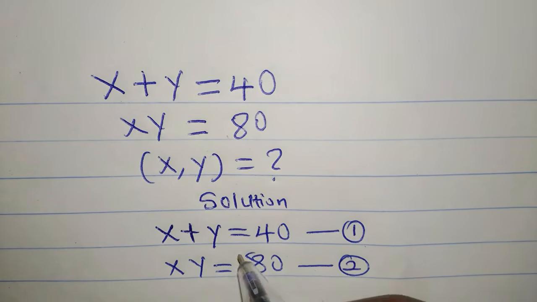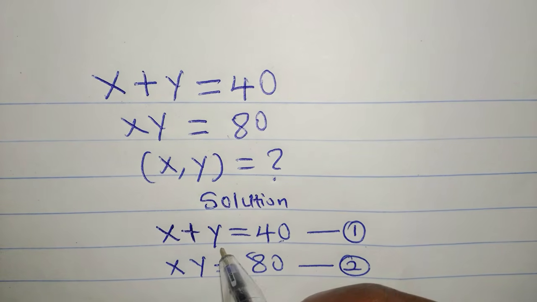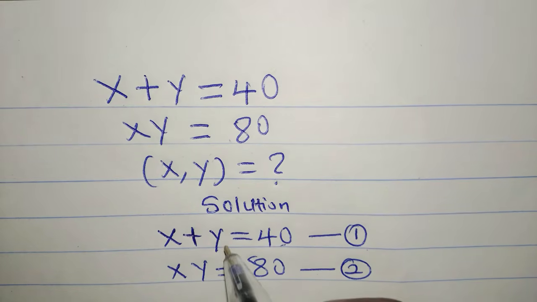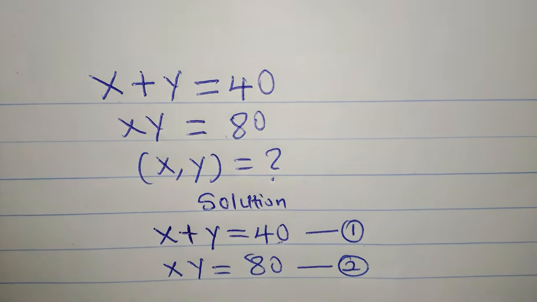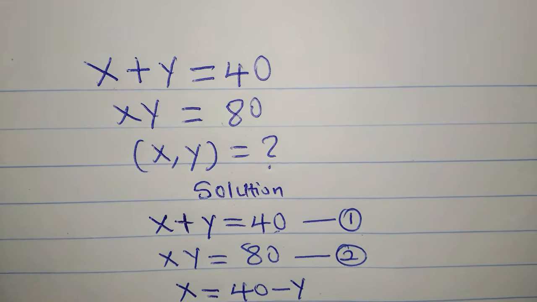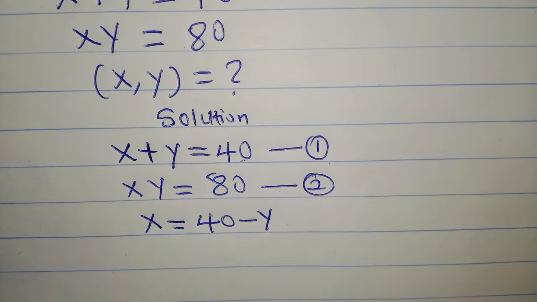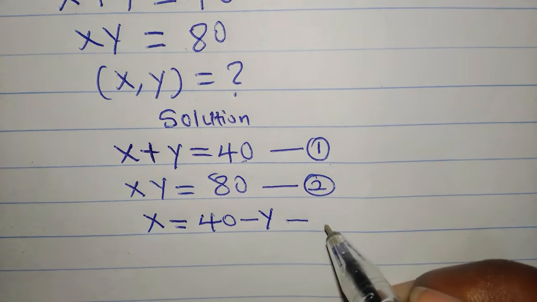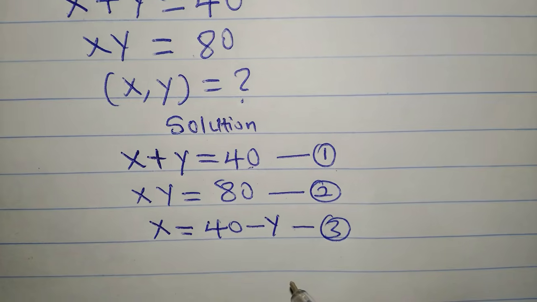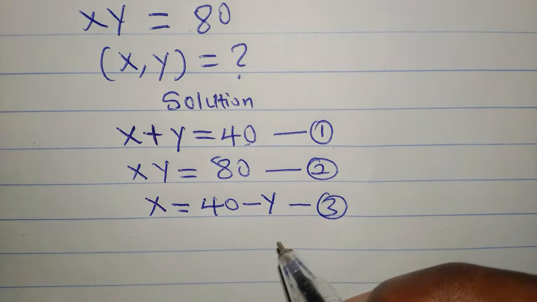Okay, from equation 1, let's make x the subject of the formula. So say x is equal to 40 minus y. We can call this one equation 3. So the next thing we are going to do is to substitute.